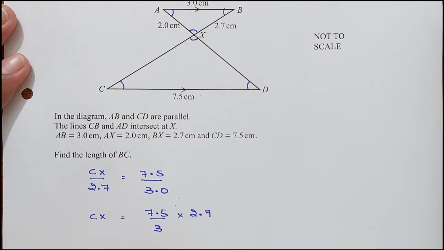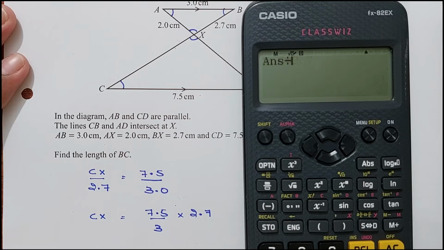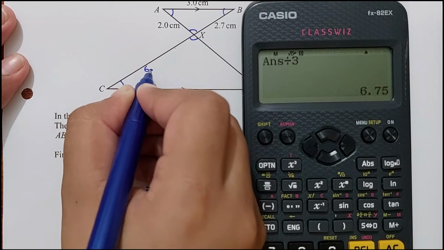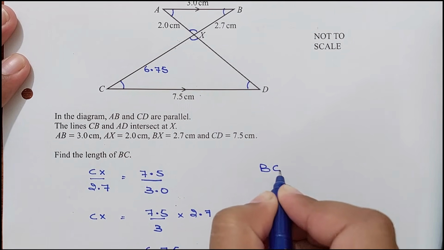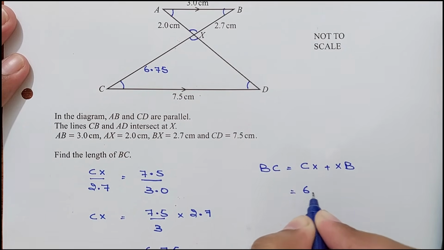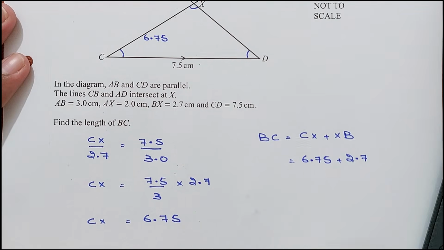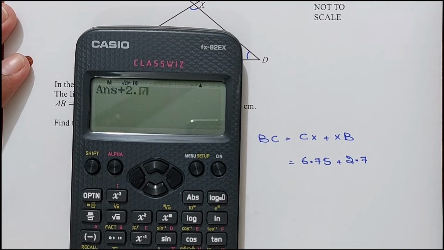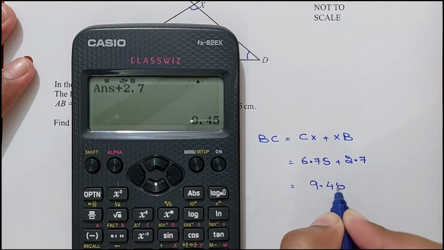All right, let me calculate. 7.5 times 2.7 divided by 3 is 6.75. 6.75 is CX. Now in the next step we have to solve for BC. BC is the sum of CX plus XB, which is 6.75 plus 2.7, and this is equal to 9.45 centimeters.